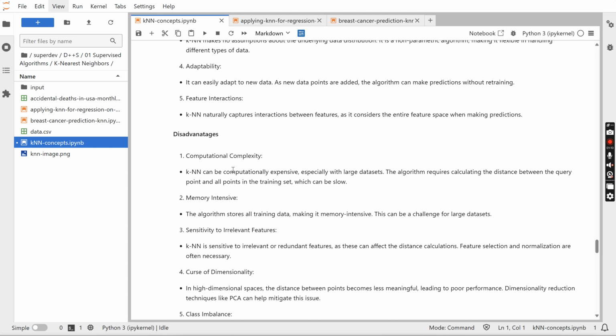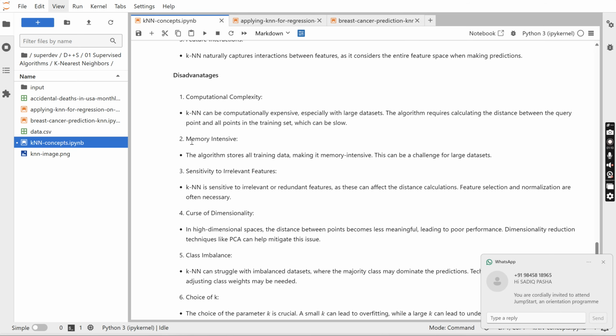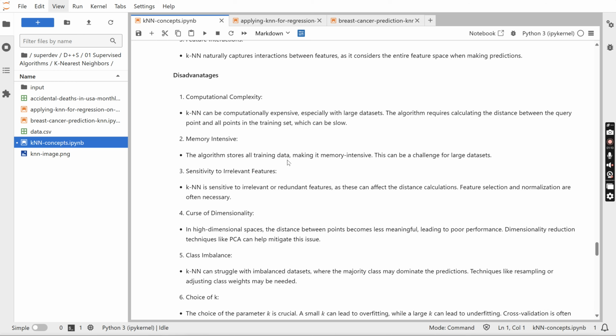Again, we'll talk about how to mitigate that, but just remember that for now. And memory intensive. Okay. Memory intensive means it takes a lot of memory to hold these calculations. So space complexity is also there, computational complexity is also there. And if there are irrelevant or redundant features that don't really affect the distance calculations, then you have to do feature selection and L1 regularization.